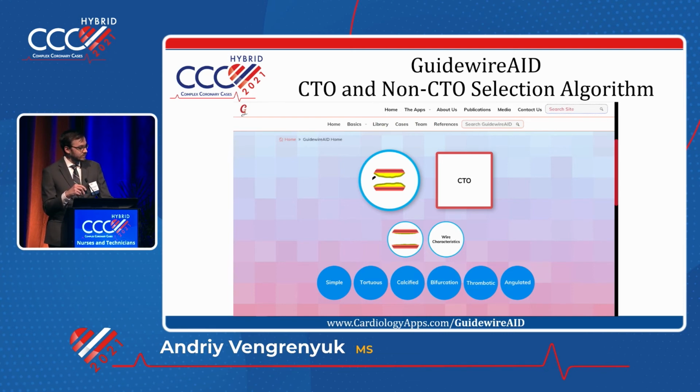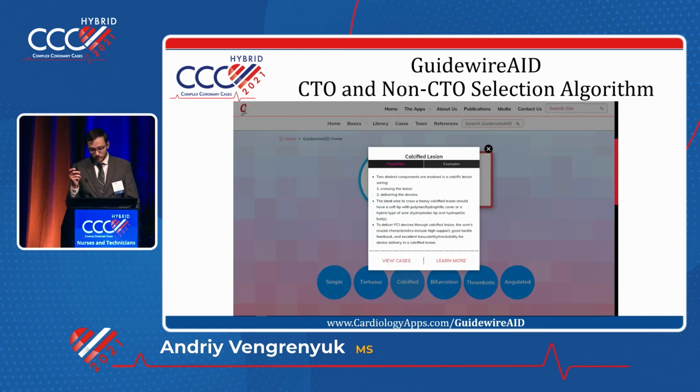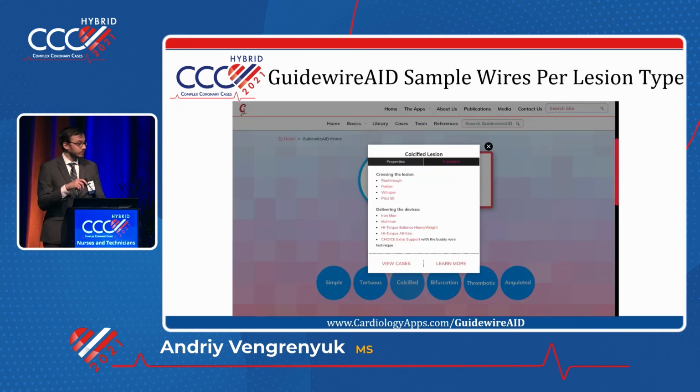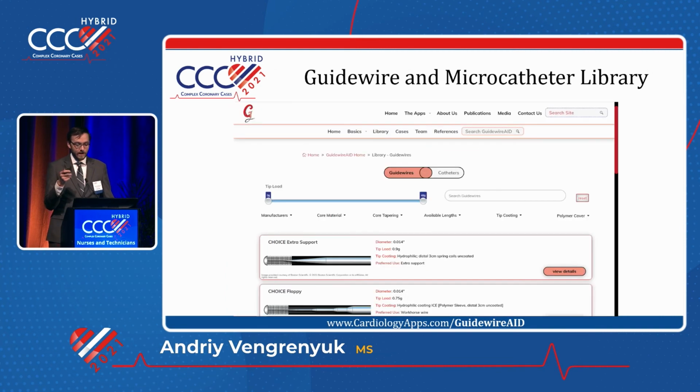Or if you're interested in treating a calcified lesion and you need some recommendations, you're told all of the properties you're looking for in a wire that can help you cross that lesion or deliver a device. You're linked to the basics section where you can read more about calcified lesions and coronary guide wires. You're shown examples of such wires that can help you tackle the task. And we have an expansive library of both guide wires and microcatheters, so you can search through what's available in the market.